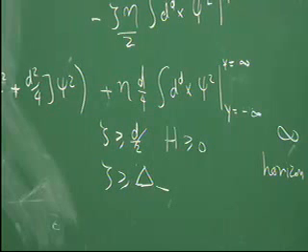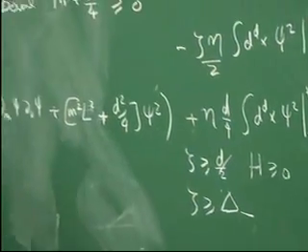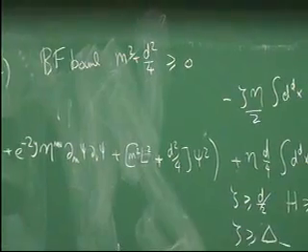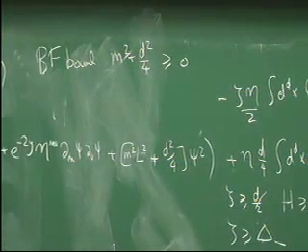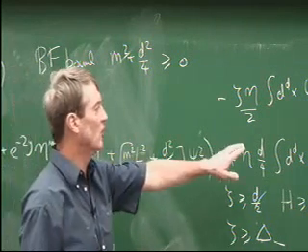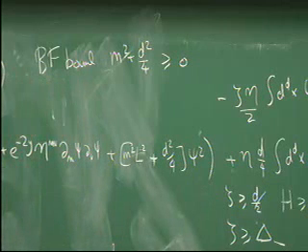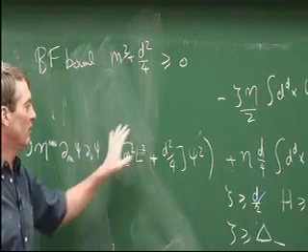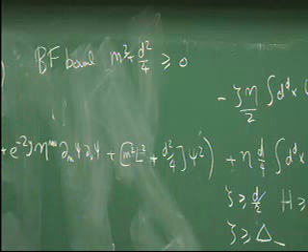This is the Breitenlohner-Freedman bound, and if this is violated, if the mass squared is less than this, more tachyonic, then the system is unstable, and you can't fix it with any kind of surface term. You can find very long wavelength excitations in the bulk where this is the dominant term and it's negative, and so the system is unstable.